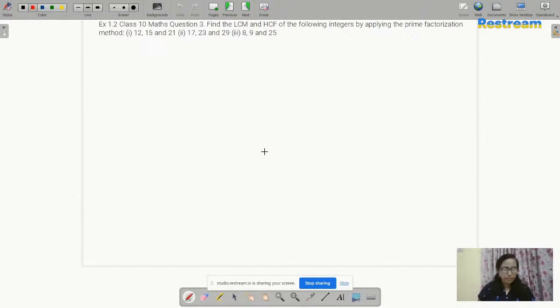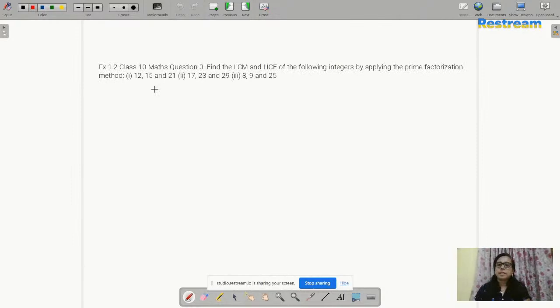What is the question? Find the LCM and HCF of the following integers by applying the prime factorization method: 12, 15 and 21. So, the first question is 12, 15 and 21. What is the LCM and HCF of 12, 15 and 21, that too by the prime factorization method.